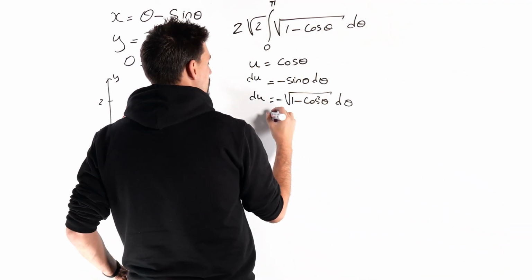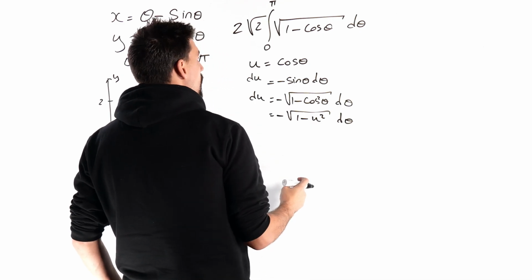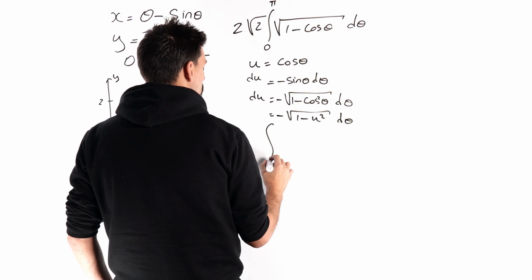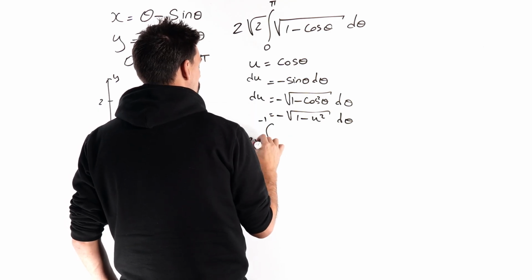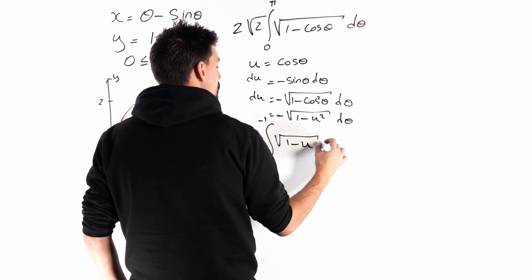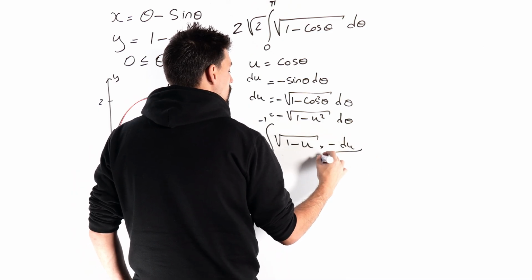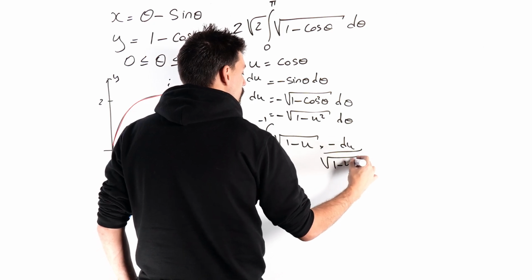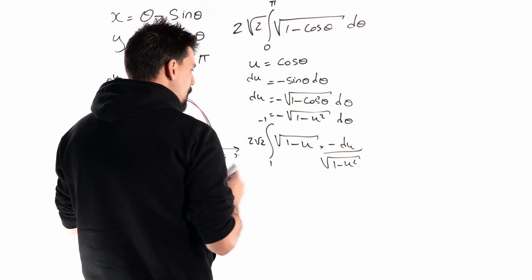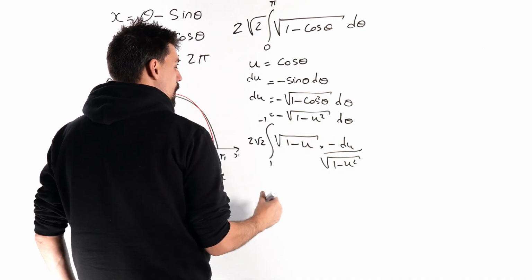Well, because that is minus the square root of 1 minus u squared d theta. So I can get d theta in terms of du. So I'm going from 1 to minus 1, which is horrible, but there we go. We get a square root of 1 minus u, and then we get a minus du over the square root of 1 minus u squared. Okay. Now, one thing we can do, because we're as well good at maths now, we know that that negative can be used to flip those the correct way around.